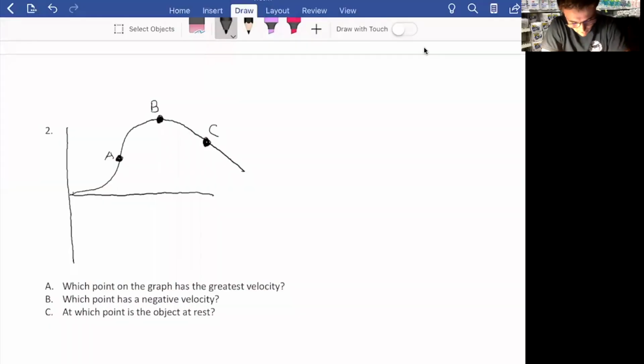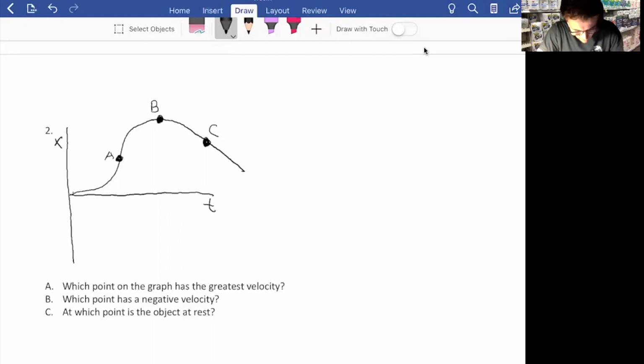Okay, number 2. So 3 questions here. Which point on the graph has the greatest velocity? Which point on the graph has a negative velocity, and which point is the object at rest? Okay, so A, what do we got? Which point on the graph has the greatest velocity? What do we know about this graph? I didn't label the axis here. Okay, so this is a position graph. I'll make sure I correct that.